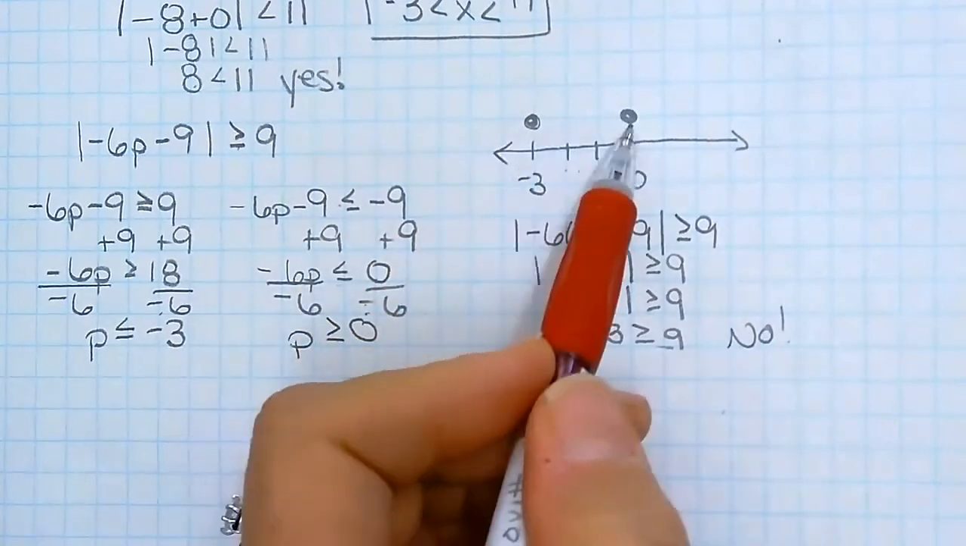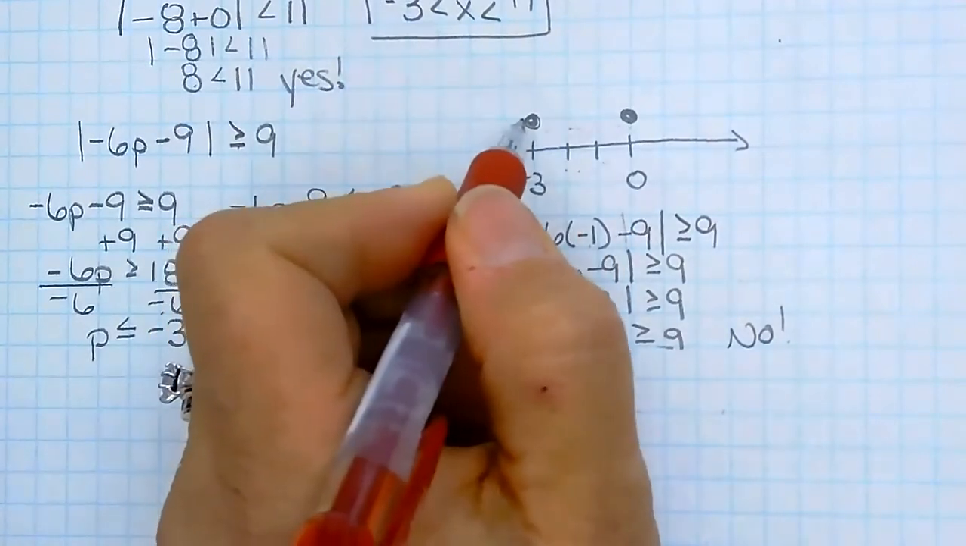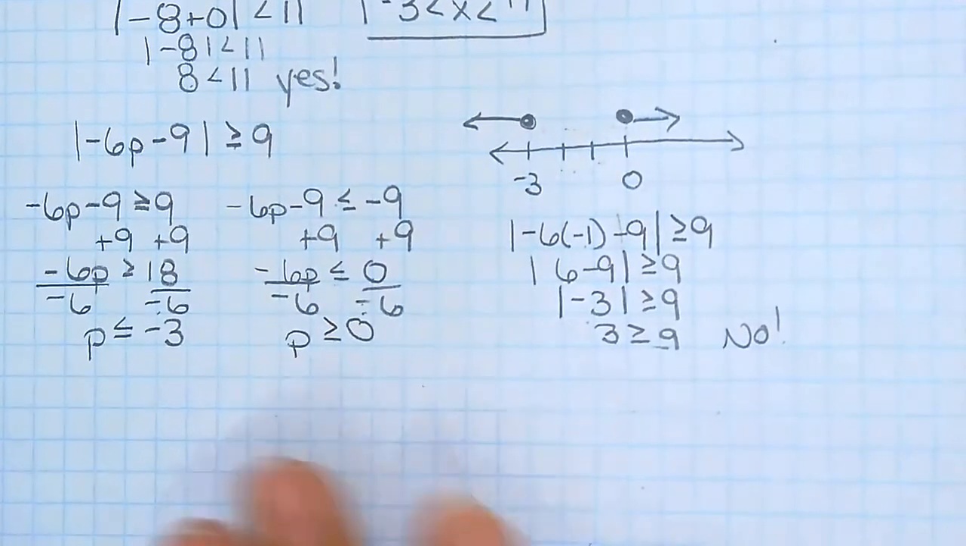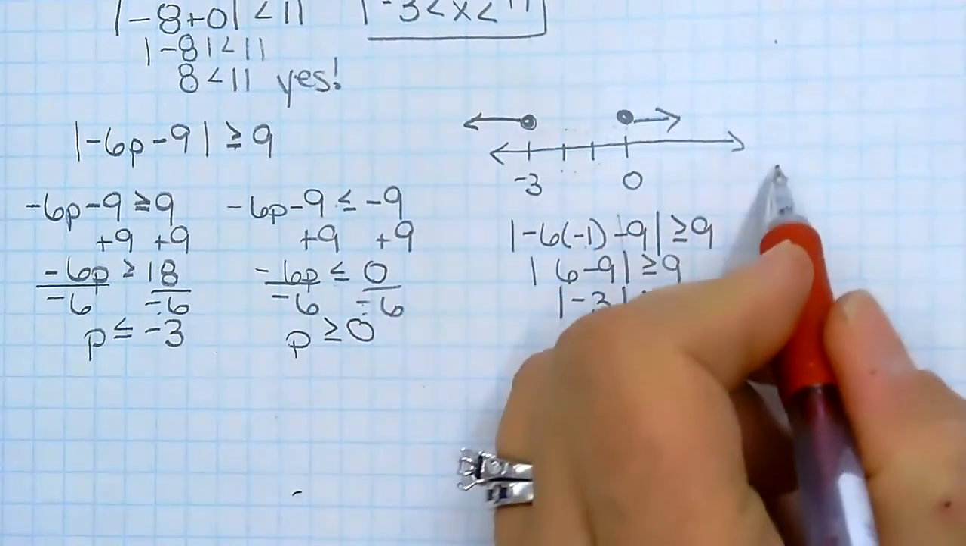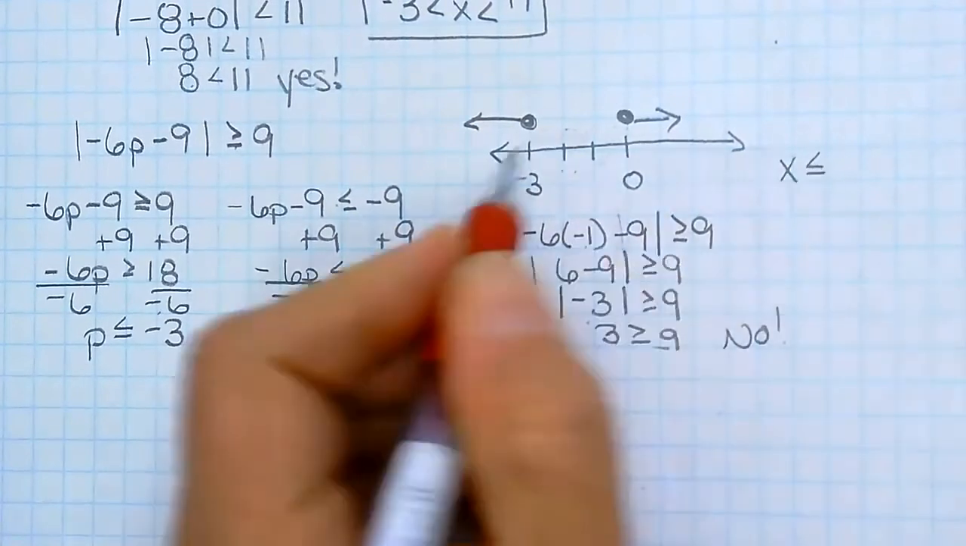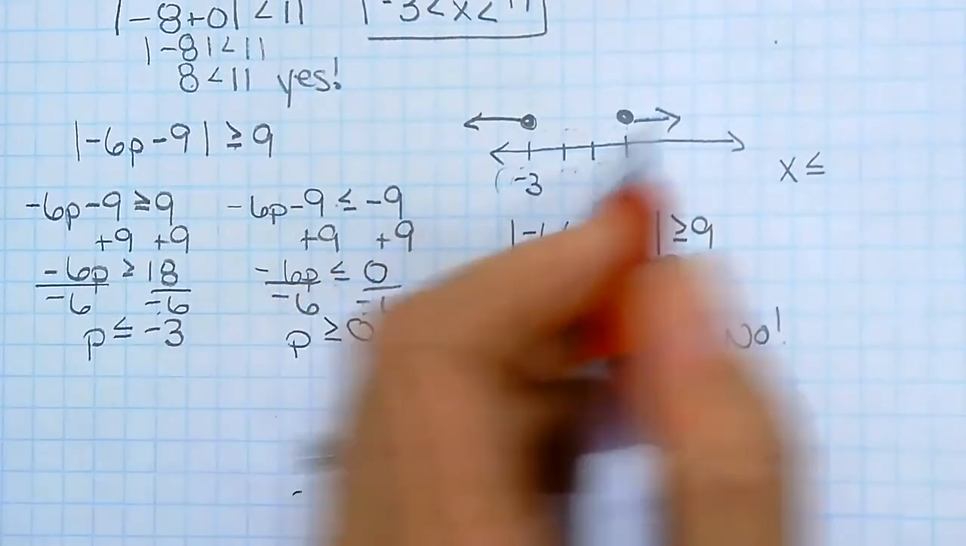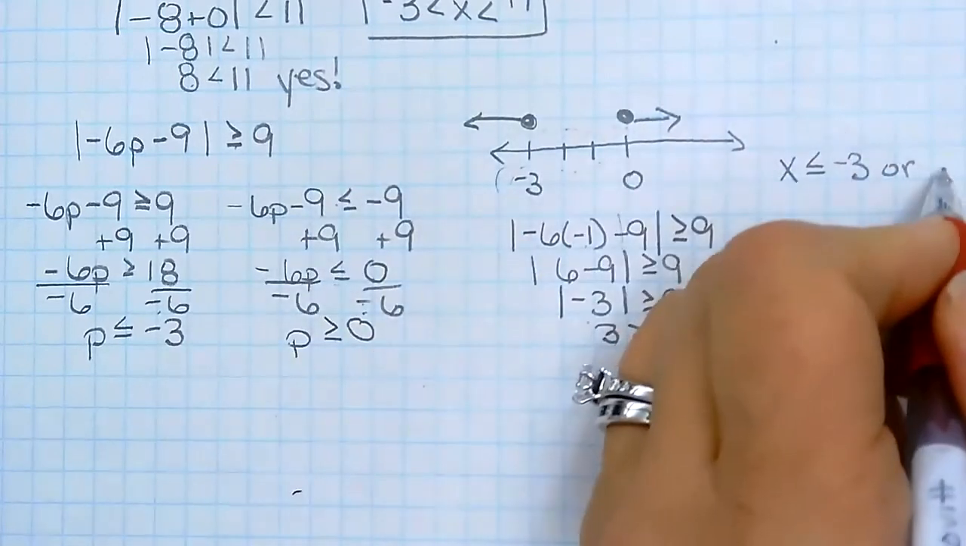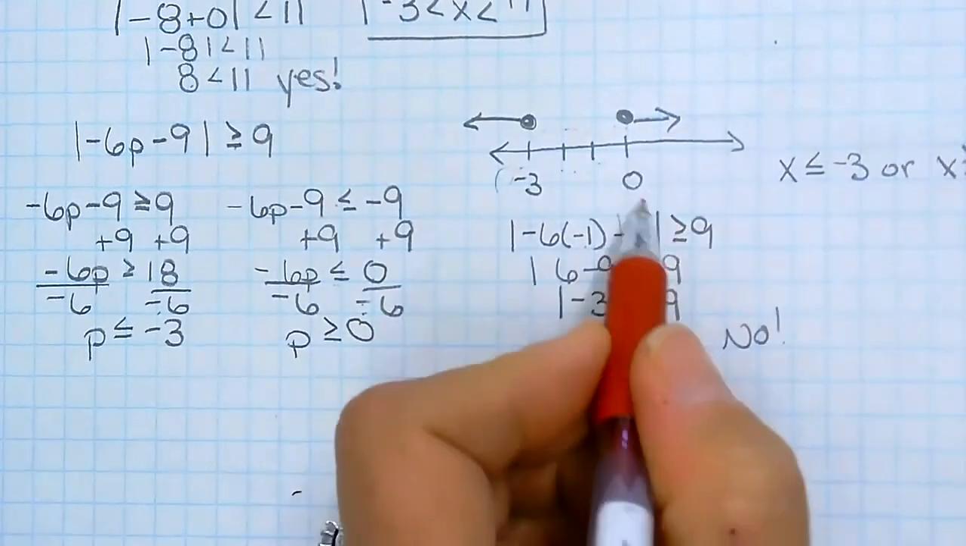So it means my solutions are not inside here. They're going to be going the other way. So to write my solutions, I'm going to write x is less than or equal to my left number, or x is greater than or equal to my right number.